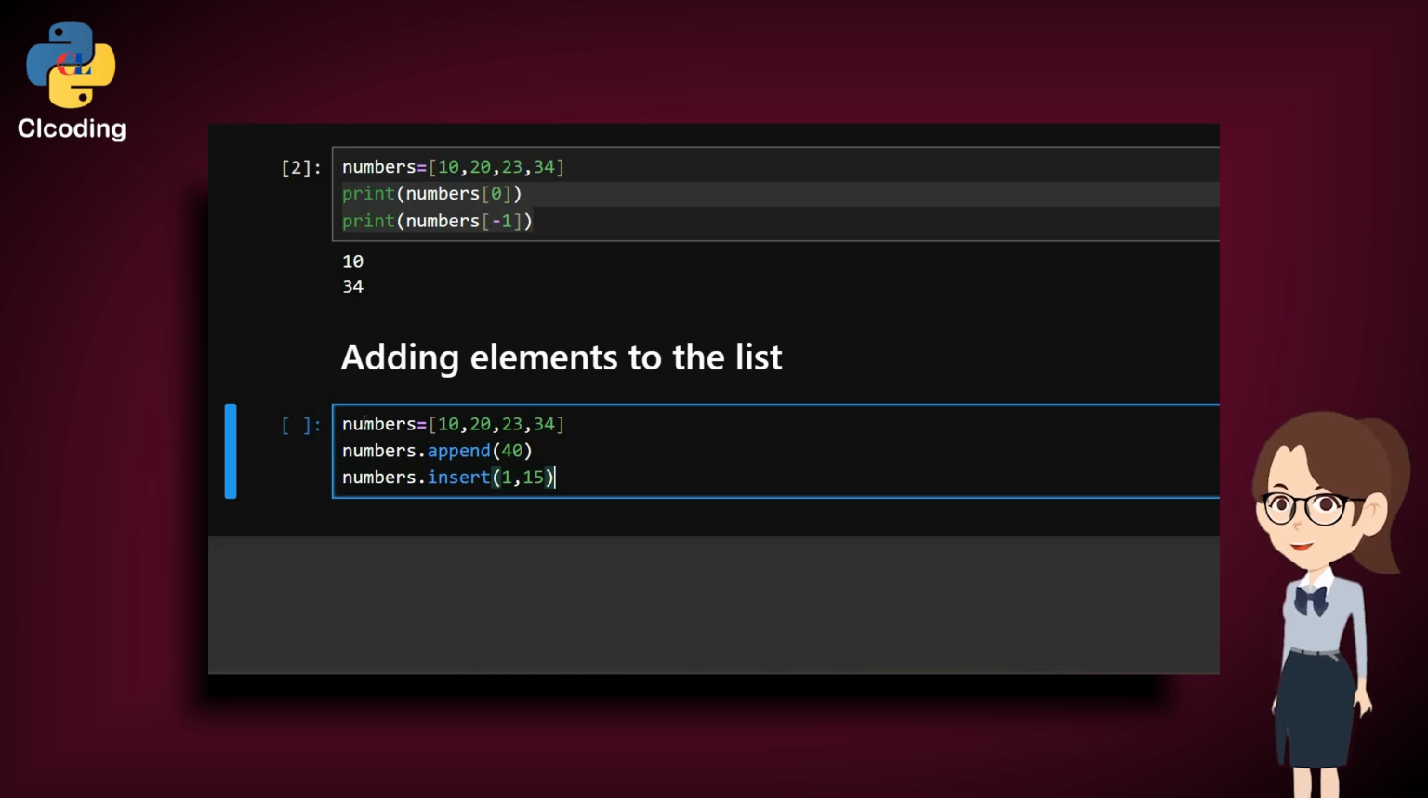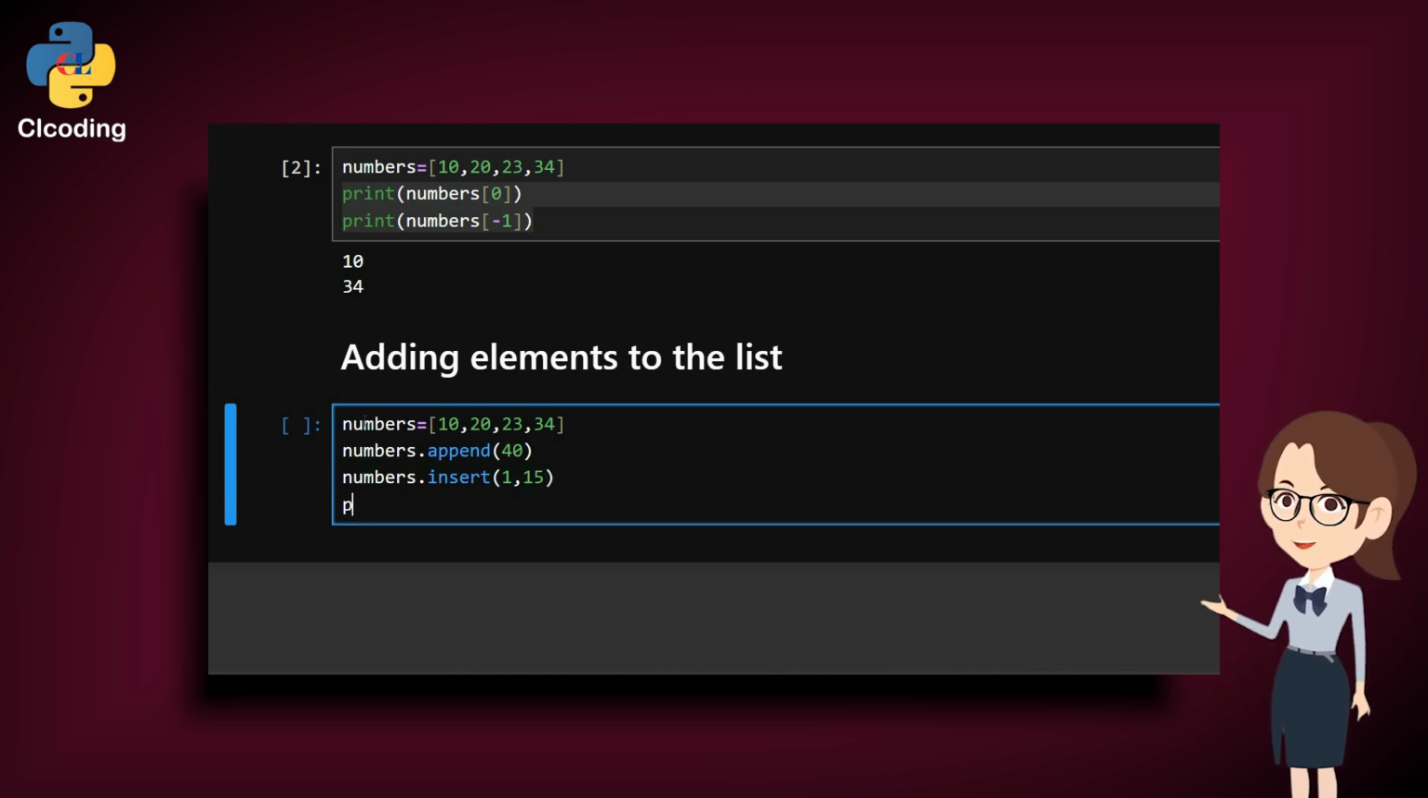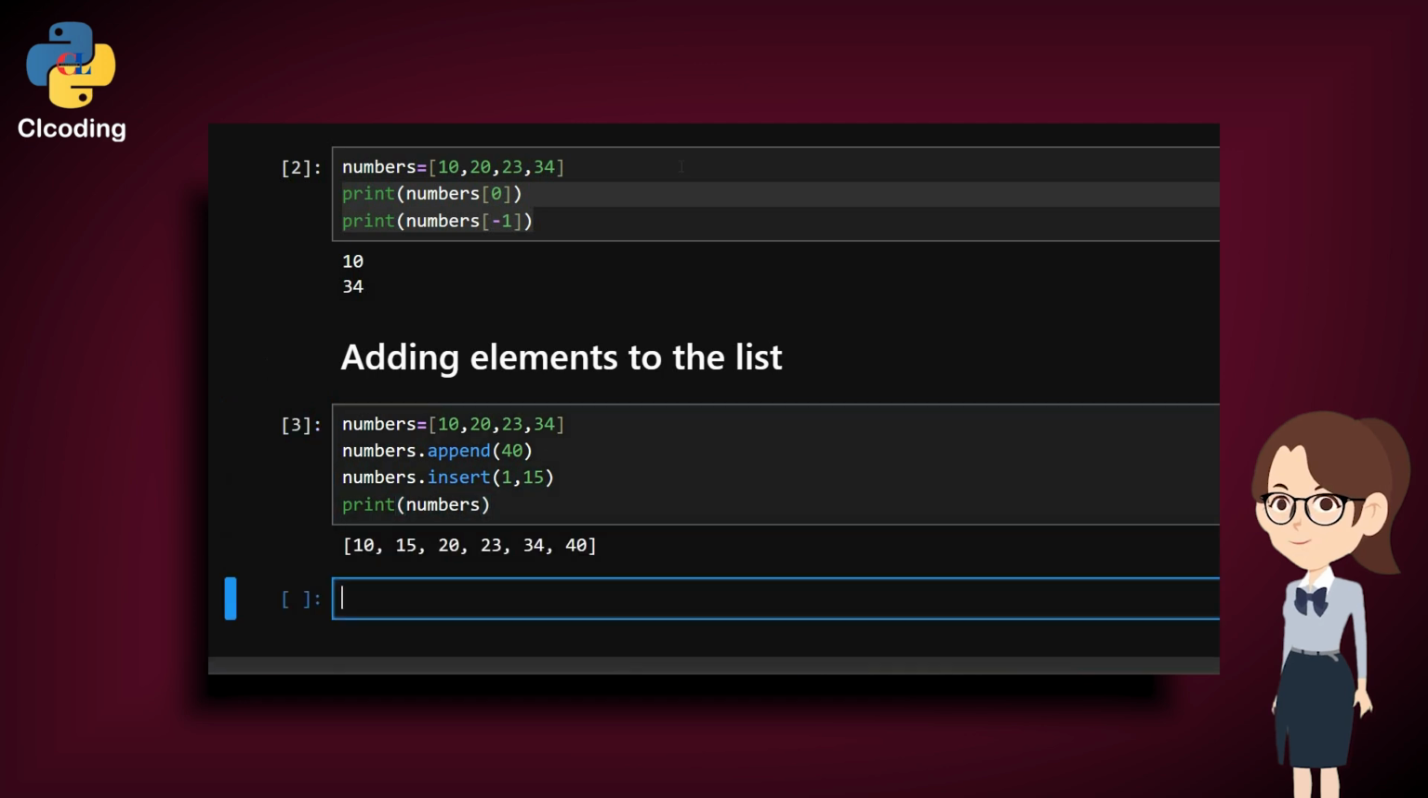So append adds at the end and insert adds at a specific position, and now we'll print the list. Let's see the output. So here we can see the output. Now moving on to the next one.